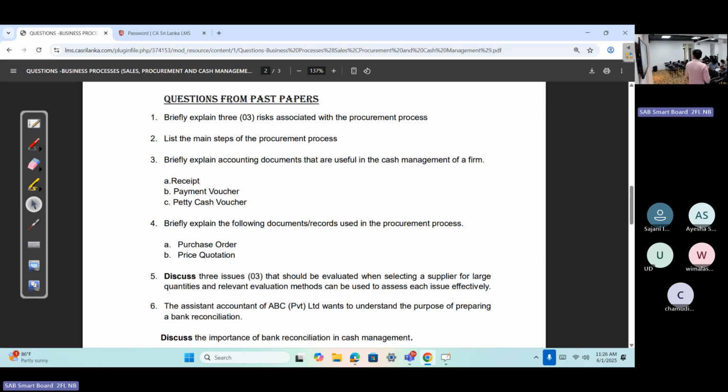After completing business process, 2 more chapters are there under business process, payroll process and digitalization. After completing those 2 chapters, I will give 2 questions under business process.